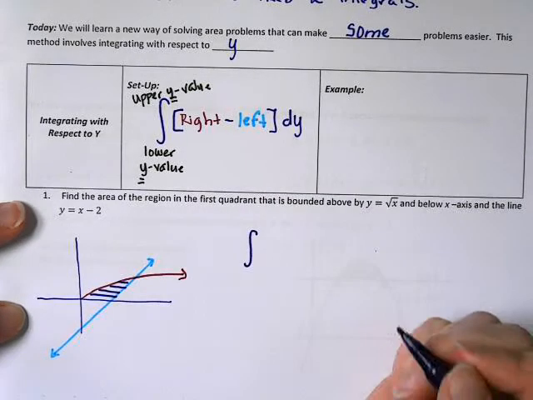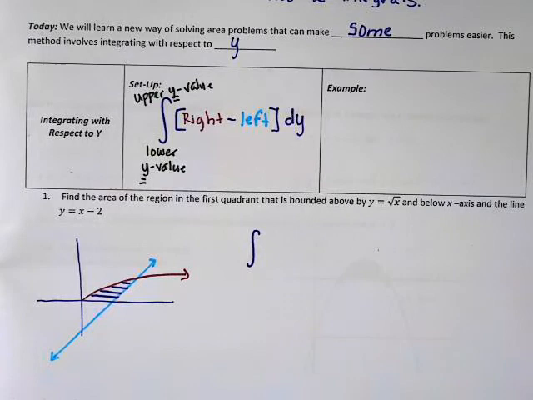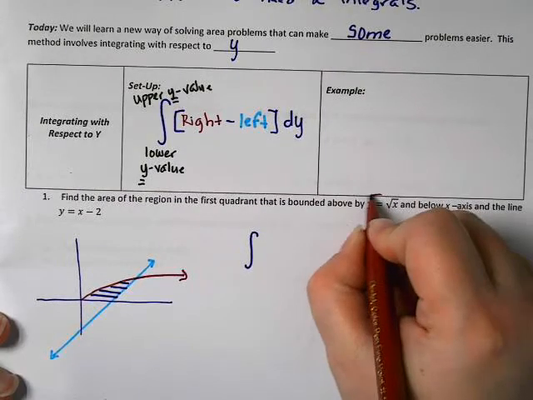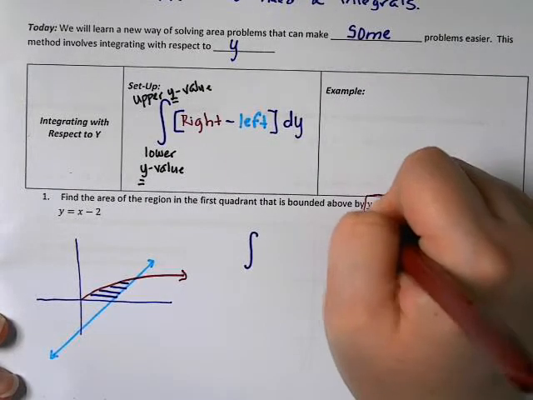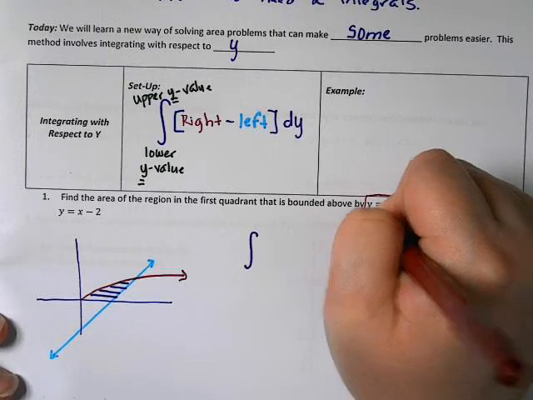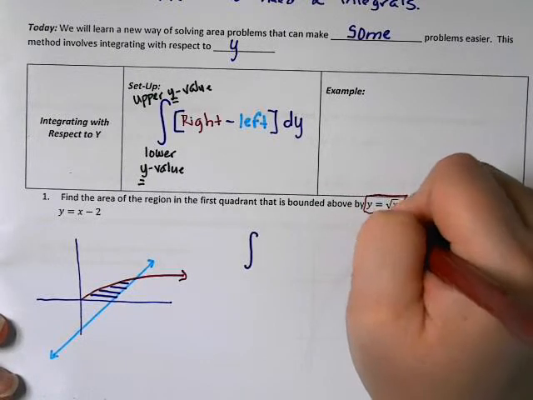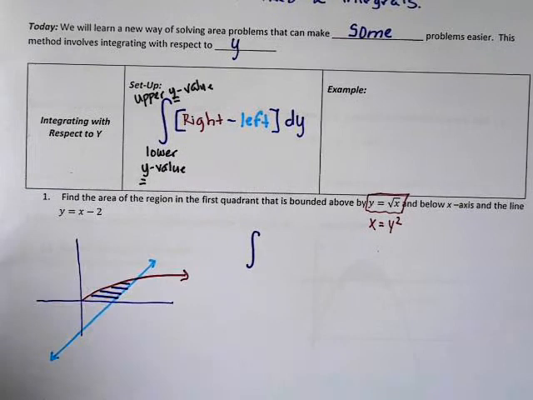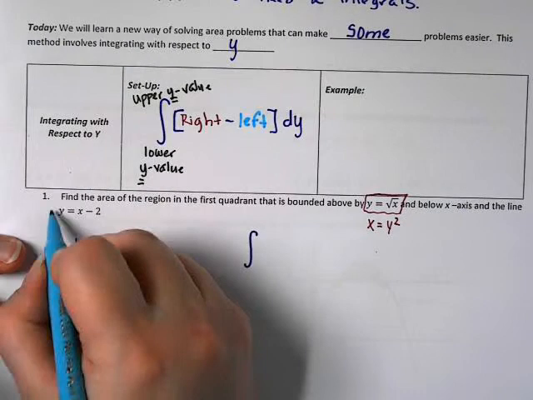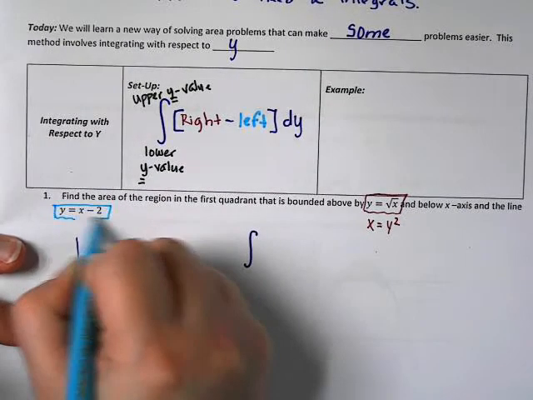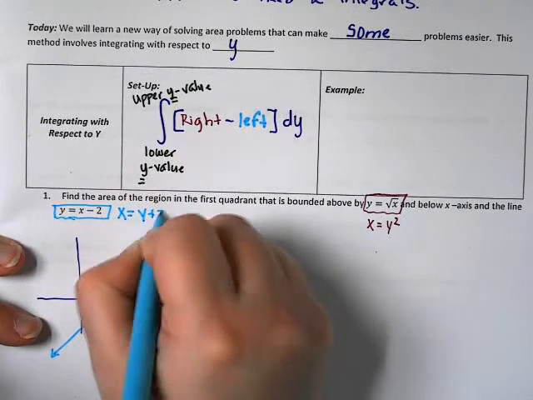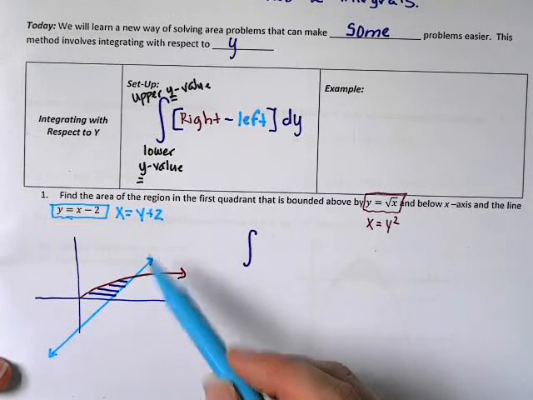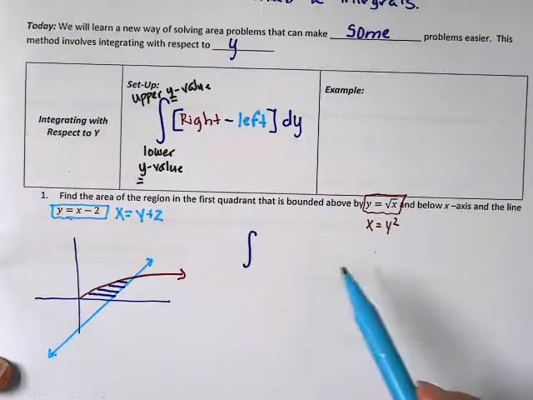So what we have to remember is that both of these right now are written in terms of y. The y is isolated. So if I look at this function here, y equals the square root of x, if I want to solve for x, that's just going to be x equals y squared. And for this one, I need to isolate the x now, so it's going to be x equals y plus 2. So now I still have the same functions, it's just now the x is isolated on both of them instead of the y.